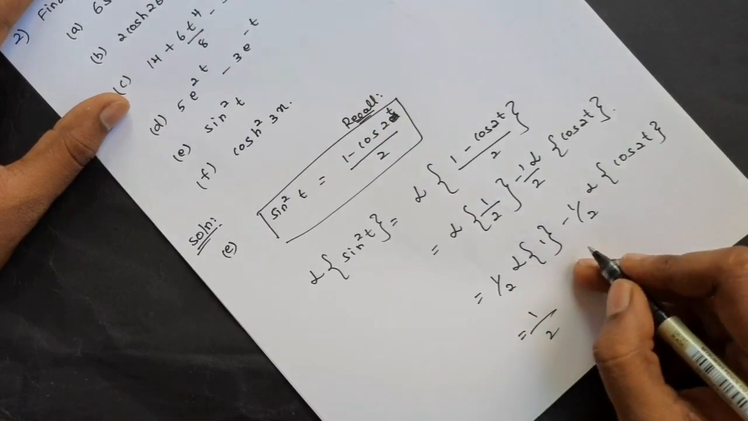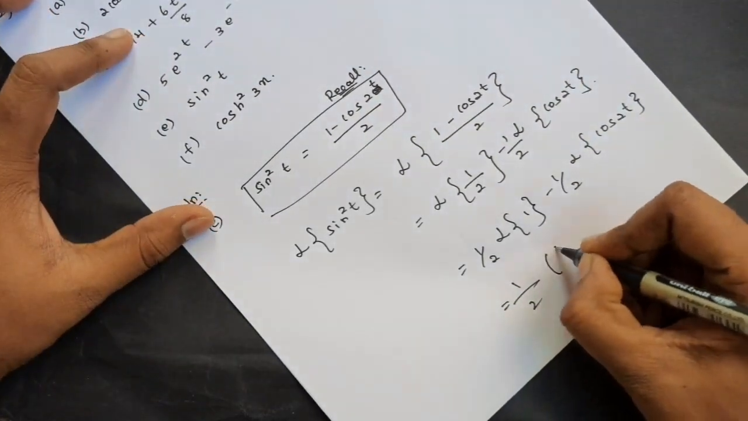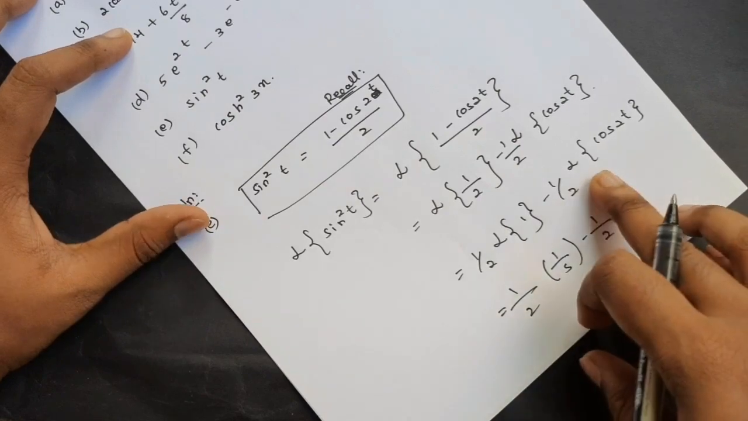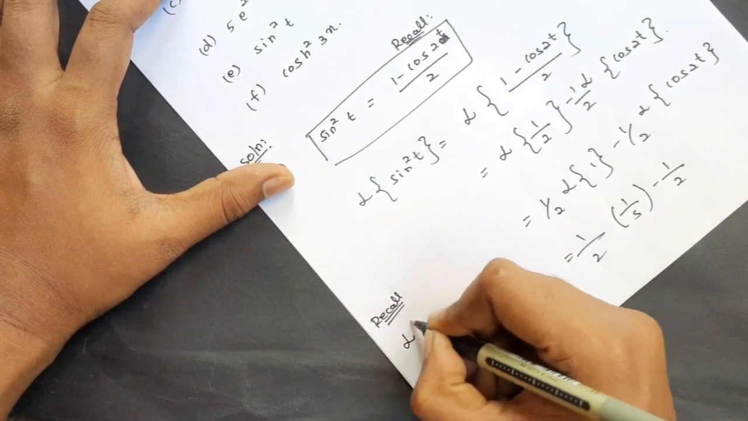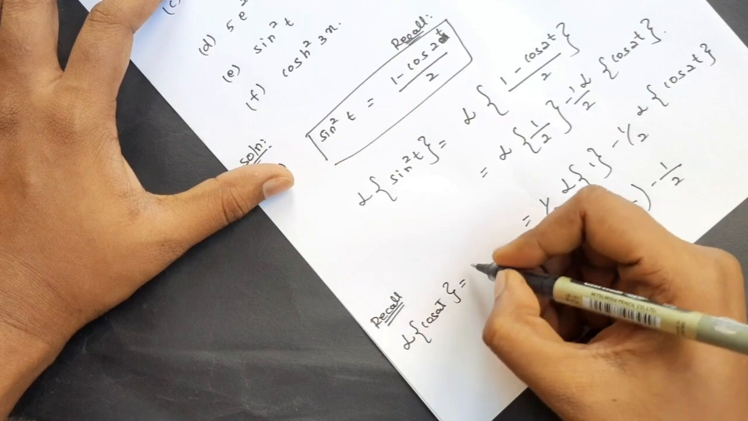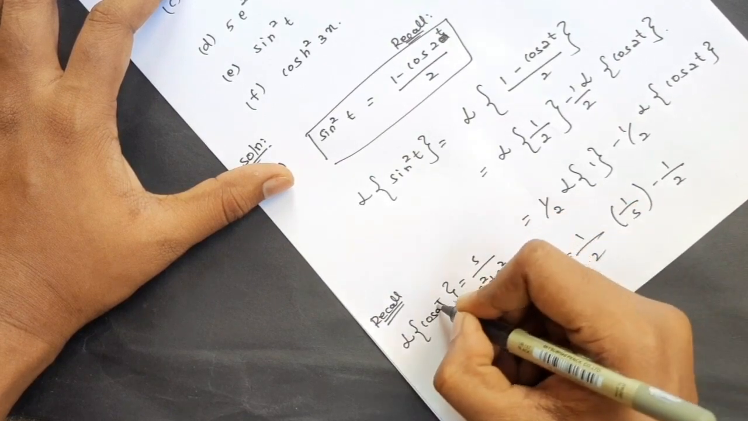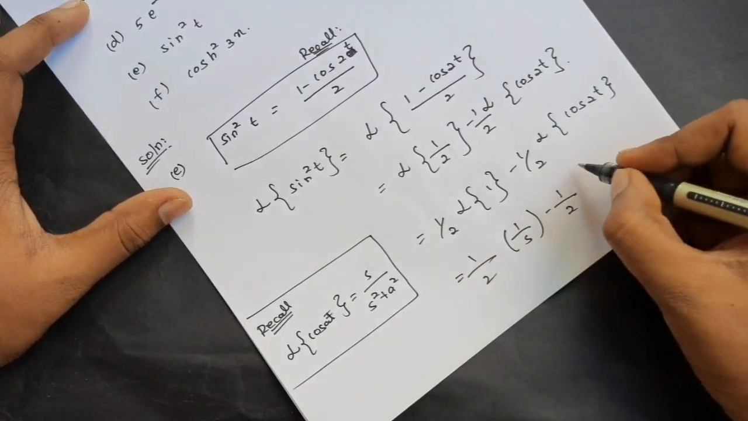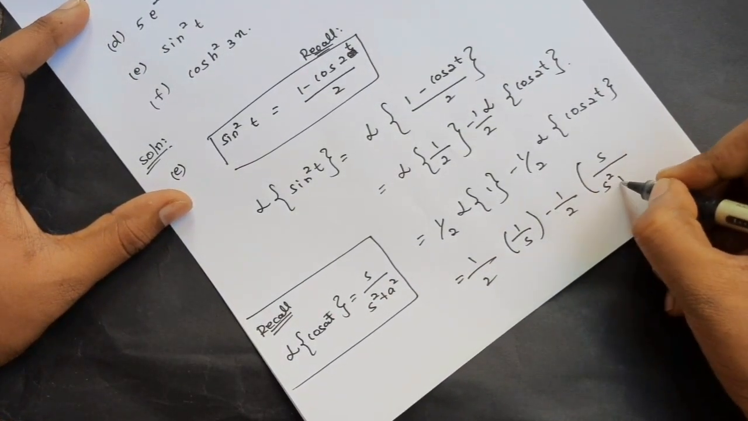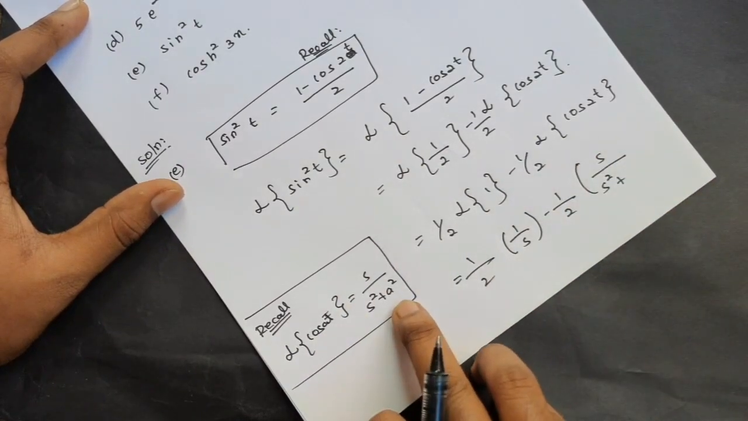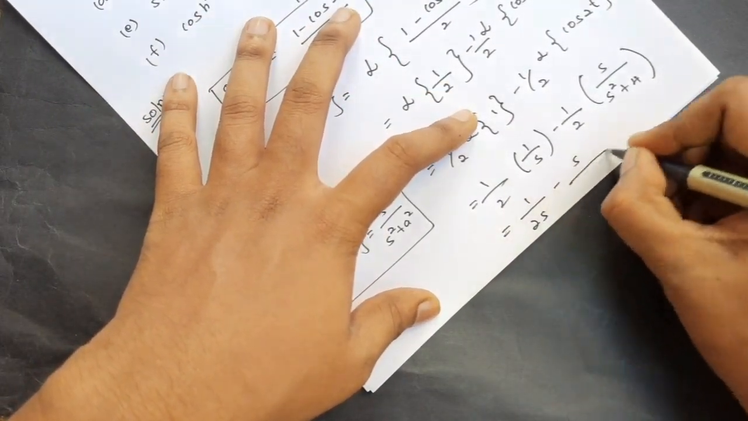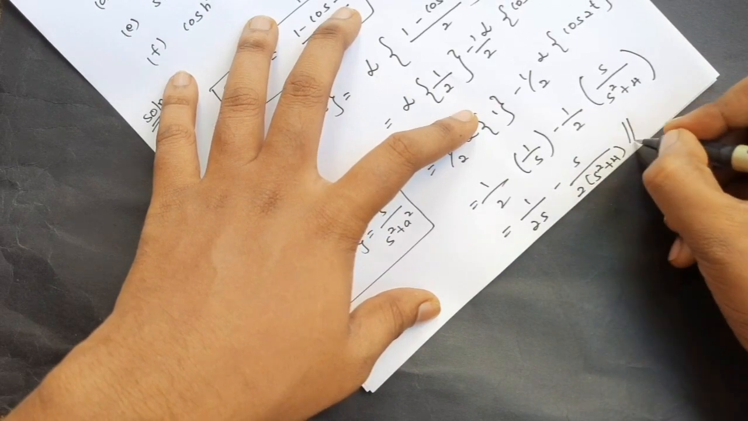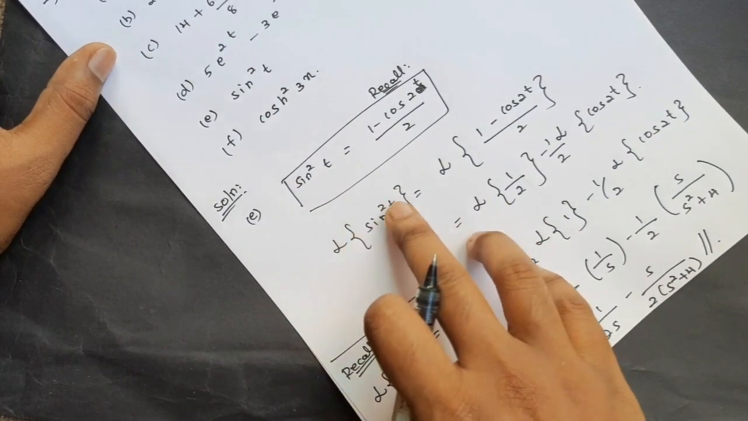So 1 by 2, Laplace transform of 1 is what? It is 1 by s, minus 1 by 2. Laplace transform, it looks like cos at. So recall the formula. L of cos at means s by s square plus a square, right? So s by s square plus, here a is 2, so 2 square is 4. That's all. This is the answer. So 1 by 2s minus s by 2 into (s square plus 4). So this is the Laplace transform of the given sine square t.